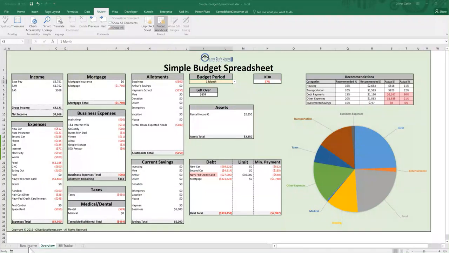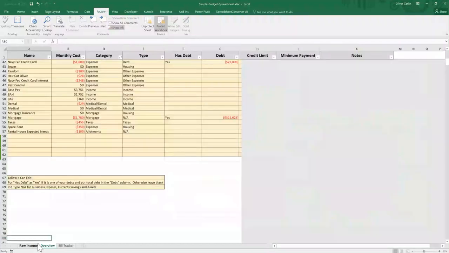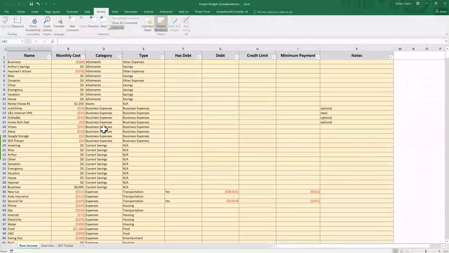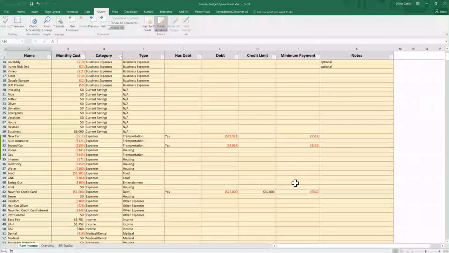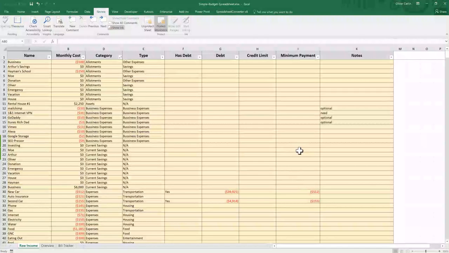So we'll go over here, we'll click on raw income at the bottom. And so these are all the fields you're going to need to fill in. You're going to need the name of the expense, the monthly cost, the category, the type, if it has debt, like a loan, how much debt is the loan, if there's a credit card, the credit limit, and then if there's a credit card, or actually any loan at all, what's the minimum payment due monthly, and any notes that you have.